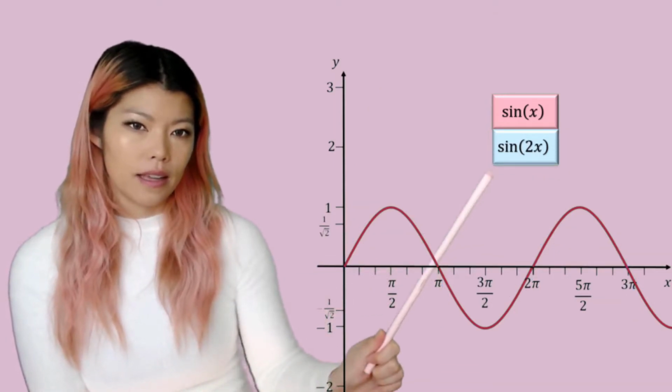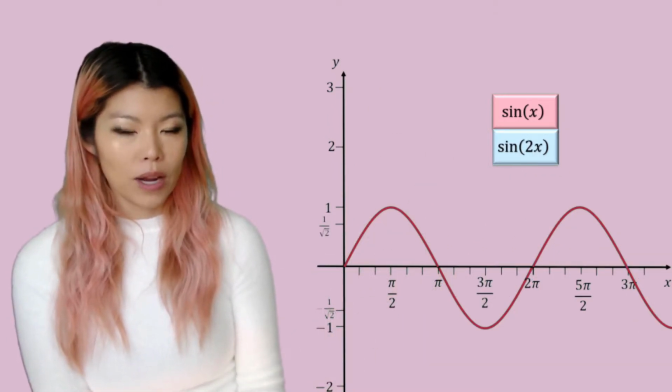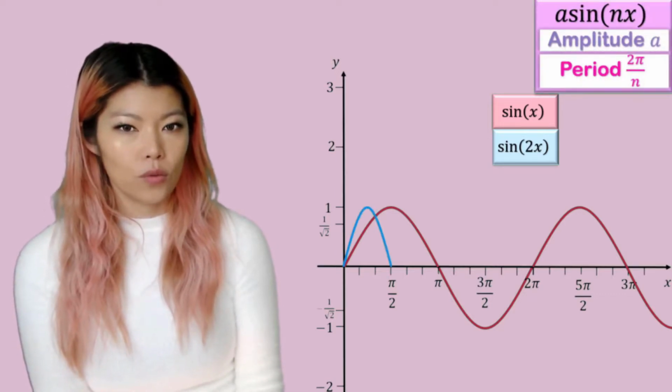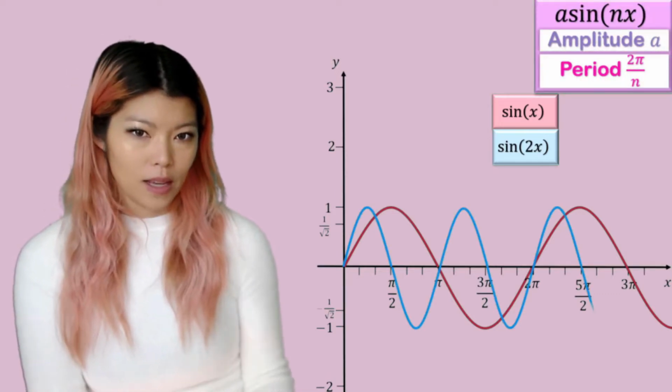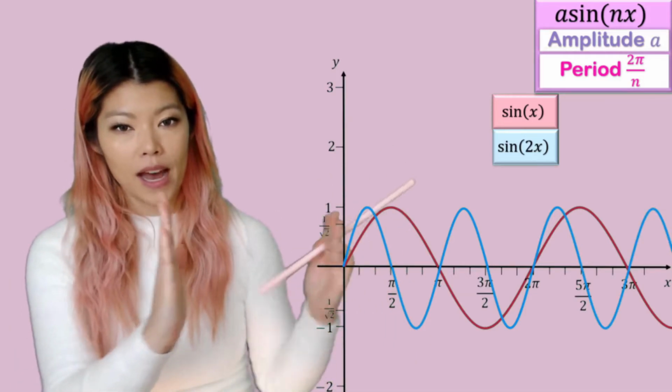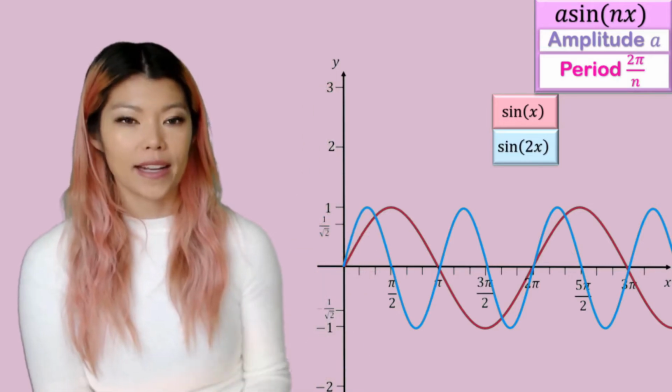Let's look at putting a number inside the bracket. What happens if we put 2x? Well, when we put 2x inside the bracket, we would get a graph that looks like that. So it's been squashed that way, or in other words, it's been dilated by a half from the y-axis.